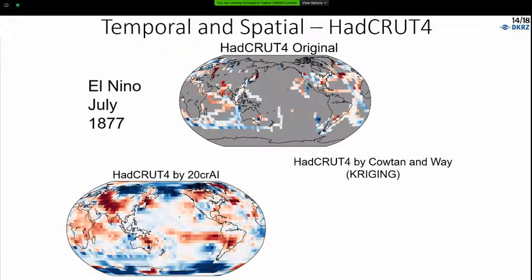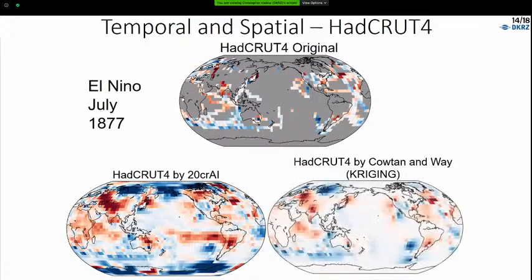Of course, you could compare that now with other methods. For example, kriging, the Cowtan and Way method, which was pretty good already on the reconstruction of the global mean and any mean we saw before. However, if you now put it on a spatial map for that example in July 1877, you basically don't see anything of a warm pattern over the Central Pacific, and that's simply due to the fact that it's not meant to be like that.